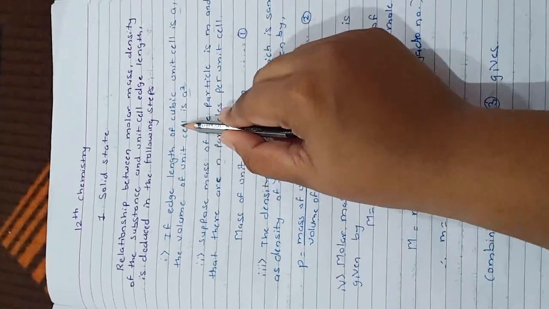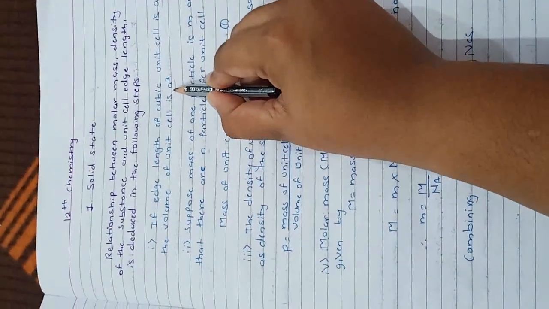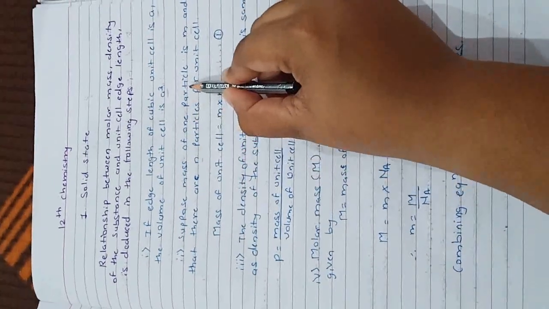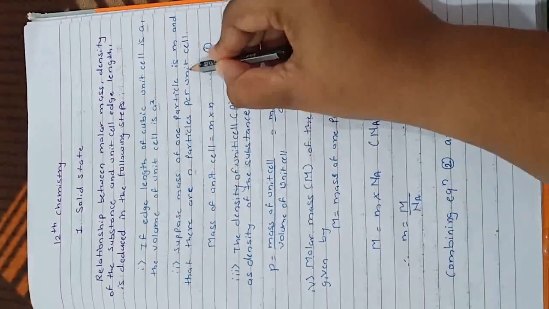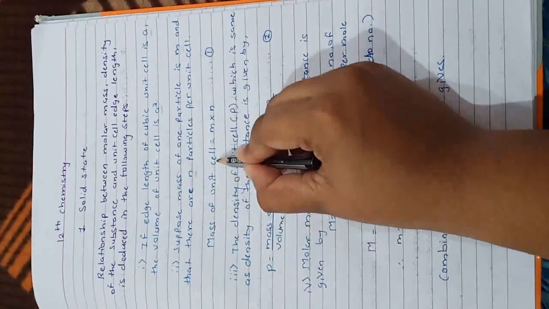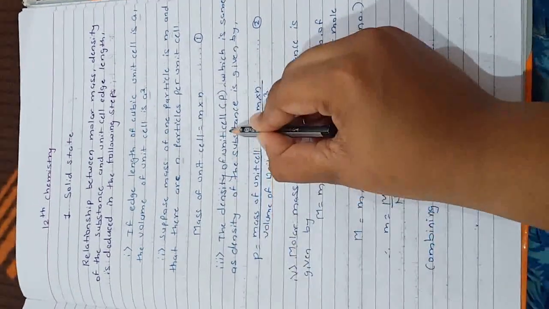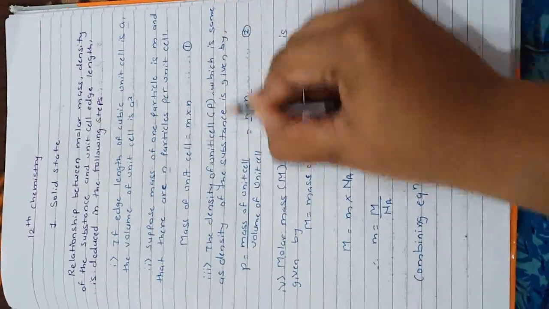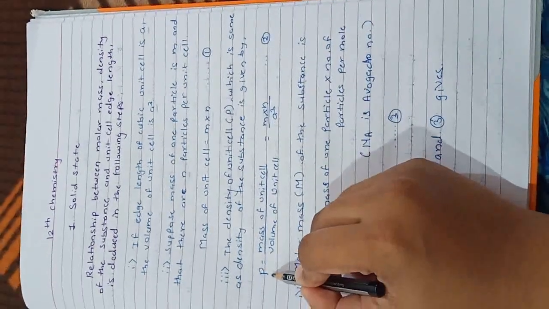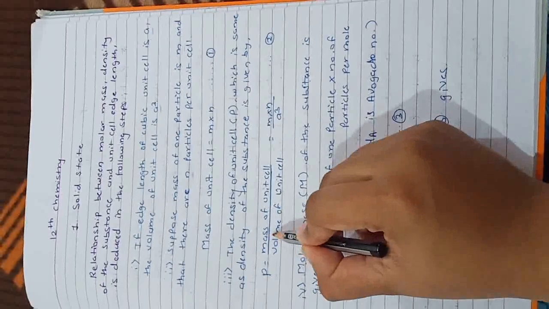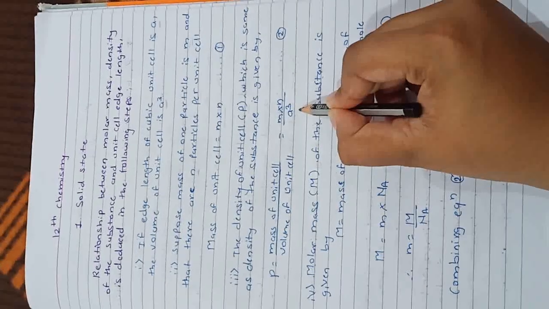If the edge length of a cubic unit cell is a, the volume of the unit cell is a cube. Suppose the mass of one particle is m and there are n particles per unit cell. So the mass of the unit cell equals m into n, equation 1. The density of the unit cell, rho, which is the same as the density of the structure, is given by rho equals mass of unit cell divided by volume of unit cell, equals m into n upon a cube.